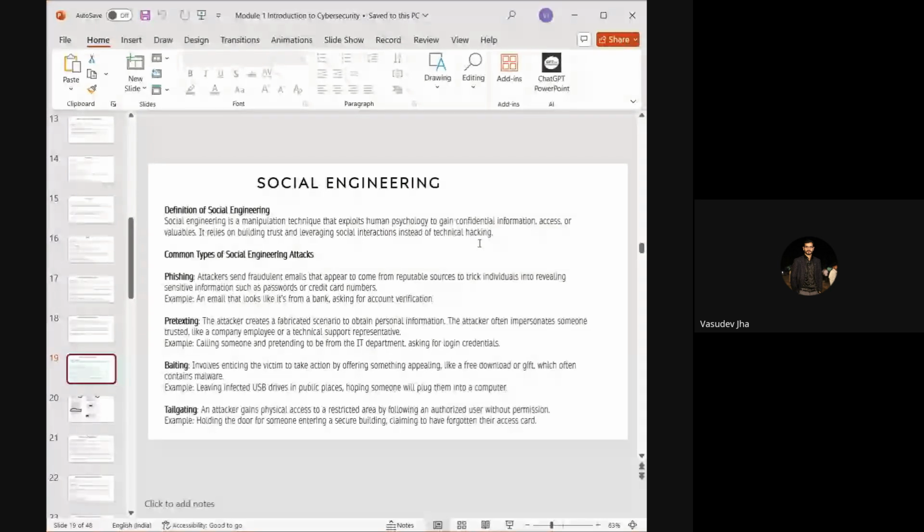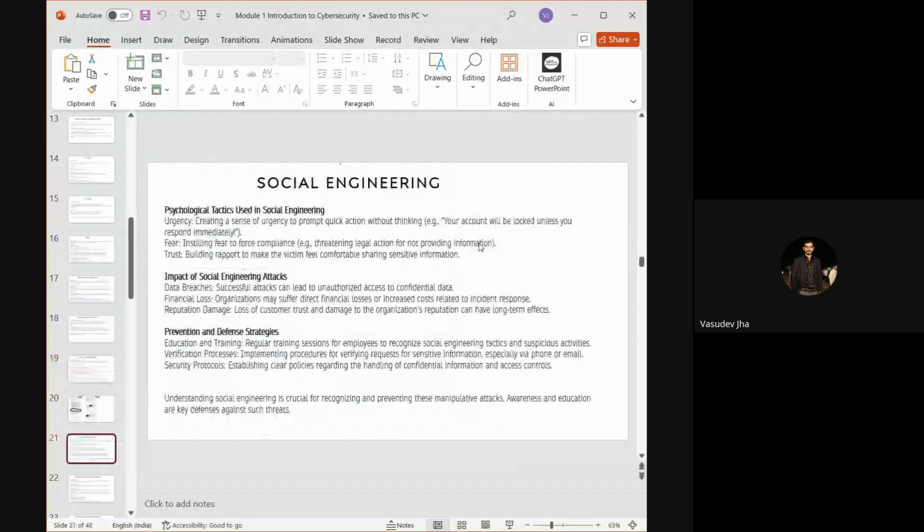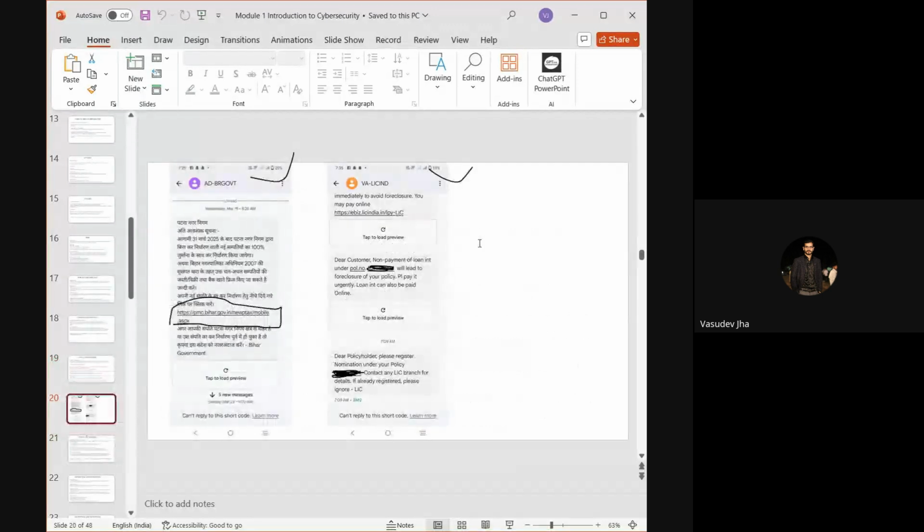In social engineering, we have a few common types like phishing, pretexting, baiting, and tailgating. I hope that in some classes I explained this with an example. So by this image, can you classify which one is legitimate and which one is fake?